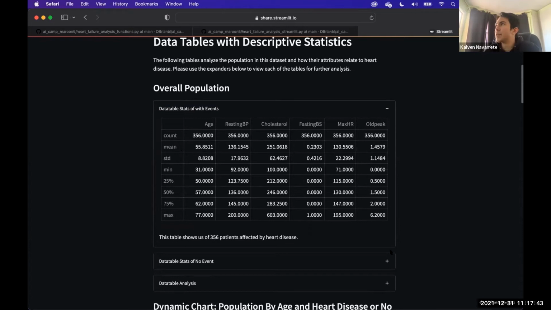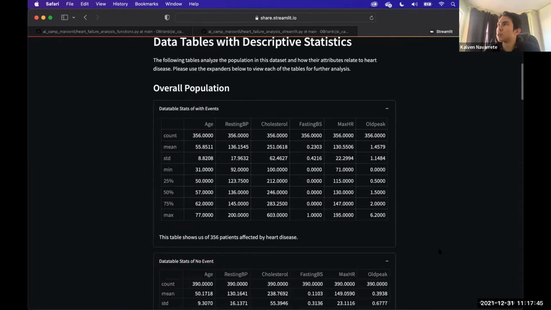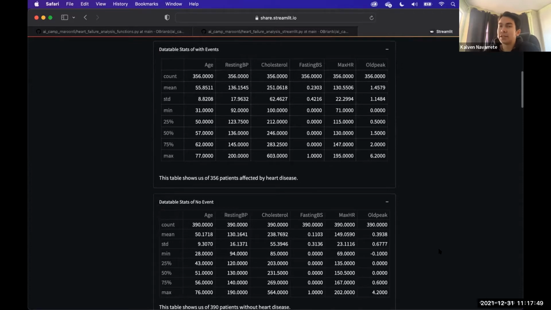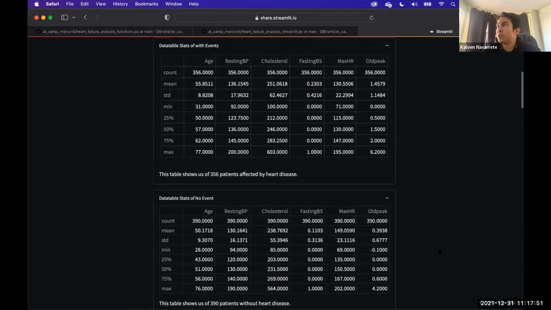We started off with data tables to find the raw numbers while also offering an easy view of the medians and averages of the entire data set. The first 2 tables display the statistics for those affected and unaffected by heart disease. We found a common increase in almost all categories for the affected population. Cholesterol is higher in those affected, resting blood pressure is higher. The rest follow the same trend.